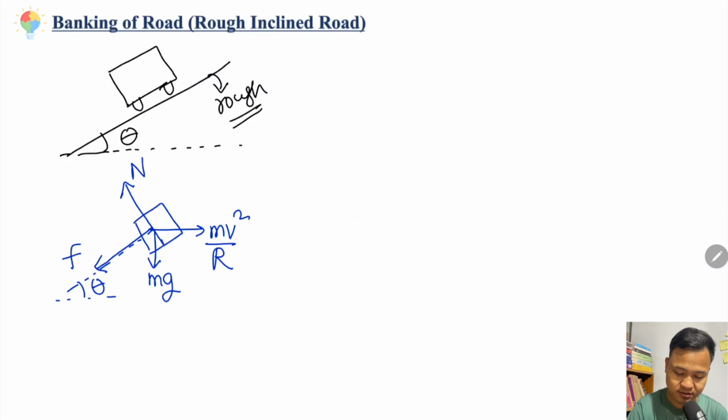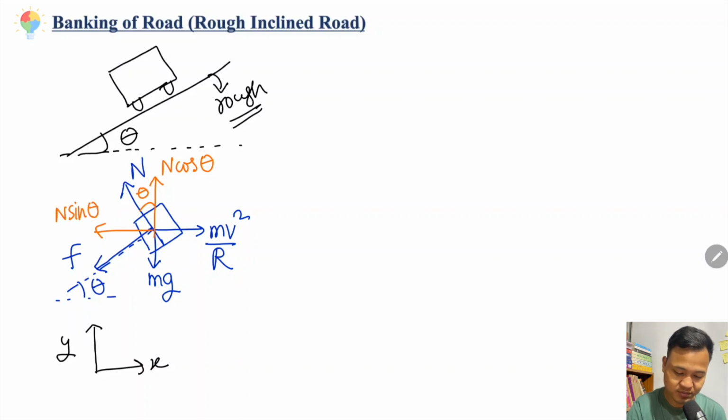Right. So you take the sign convention, x and y. N we have to split, and the friction force we also have to split. So along this I have one N, along this I have one N. So this is N cos theta. Okay, so this is N sin theta.